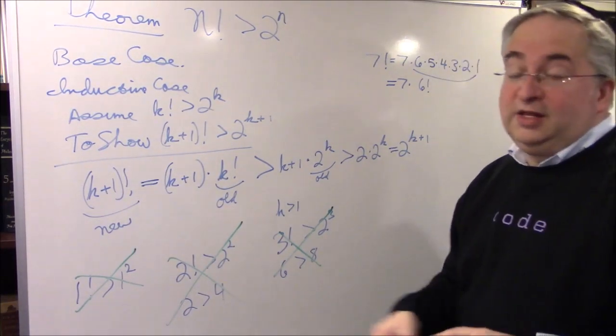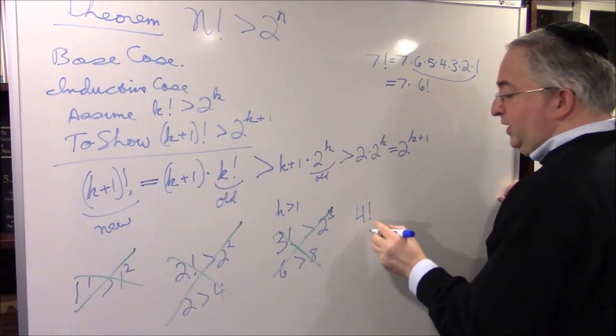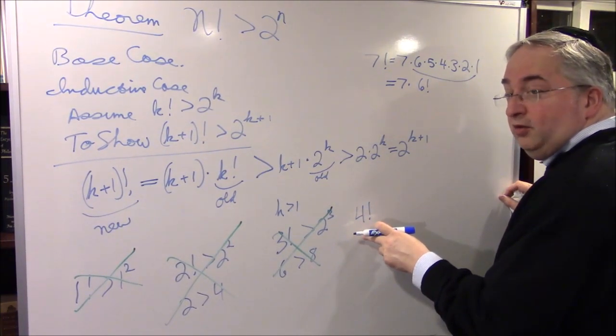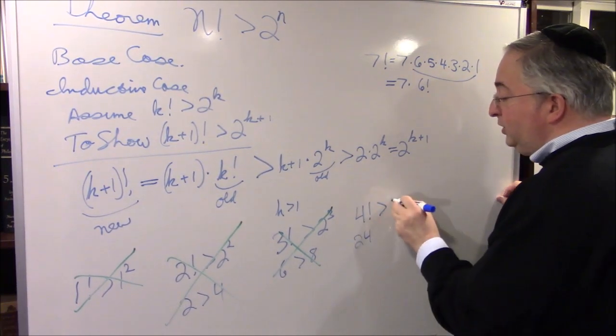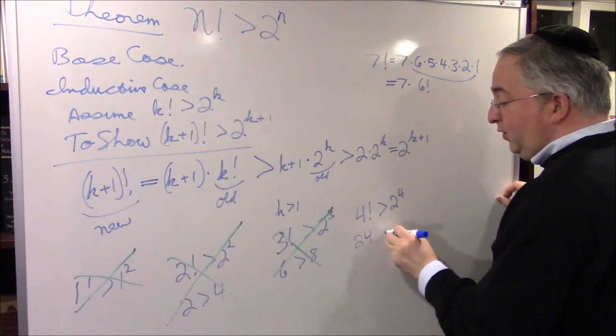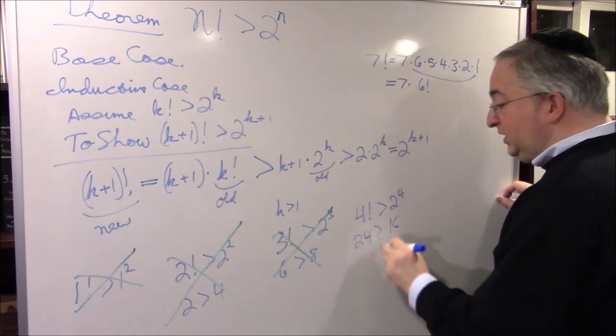Let's try it for 4. 4 factorial is 4 times 3 is 12, times 2 is 24. His question, is that greater than 2 to the 4th? What's 2 to the 4th? 16. Is 24 bigger than 16? Yes, it is.